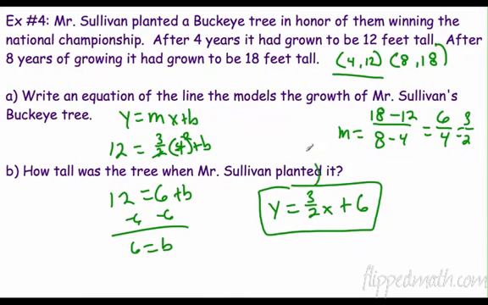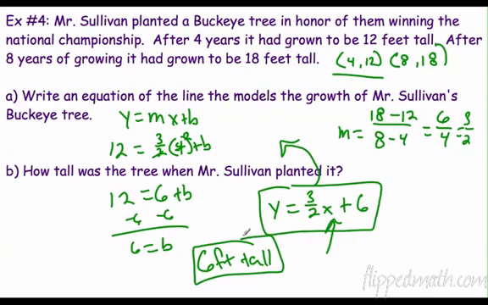That's part A. Now, the reason equations are great to have, we can use them to figure out other things. For example, how tall was the tree when Mr. Sullivan planted it? Well, when Mr. Sullivan planted it, x was 0. You could plug in 0 times 3/2, that's 0. 0 plus 6, that's 6. So it was 6 feet tall. You could find out how tall it's going to be at any length of time, okay?